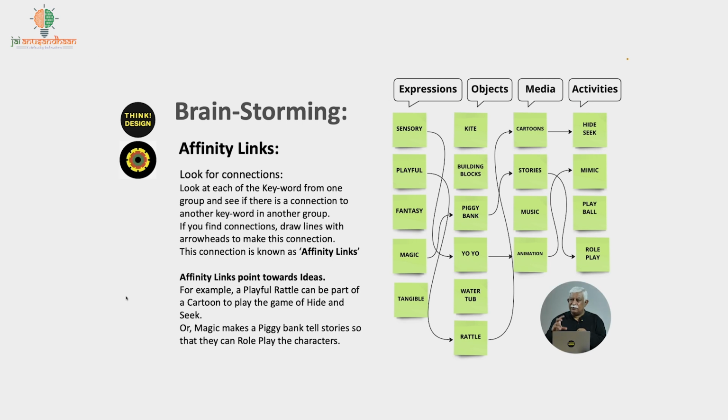If there is some affinity between different keywords, you can put a line and an arrow and link them together. And if it is an ideation phase, for example, a playful rattle can be part of a cartoon to play the game of hide and seek. That could be one idea. Or magic makes a piggy bank tell stories so that they can role play the characters. So these are probably 2 ideas, formed by your ability to link them together.